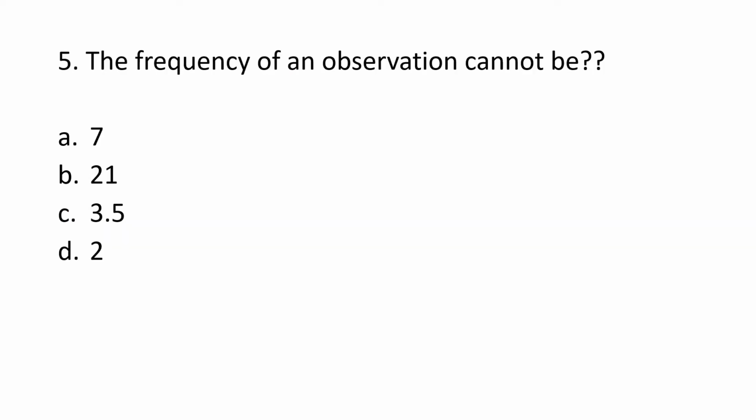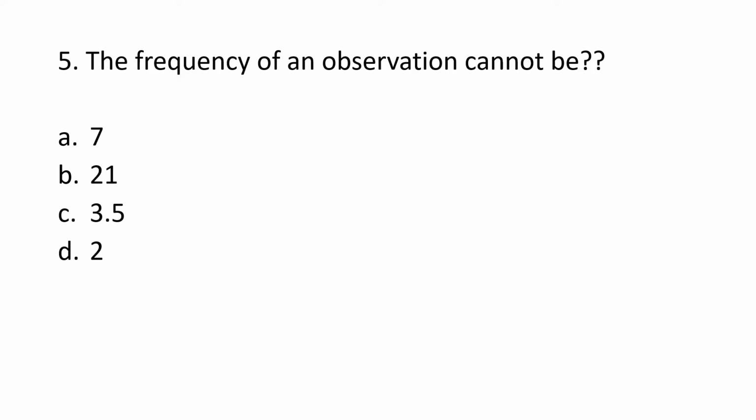Proceeding to the fifth question, I think this will be the easiest question asked in that slot, but only if you know the concept very well. The question is: the frequency of an observation cannot be. By definition, first of all you need to know the frequency. If you consider a data set and there is a particular data element, and you want to know how many times the data element is repeated in the data set, it is termed as frequency.